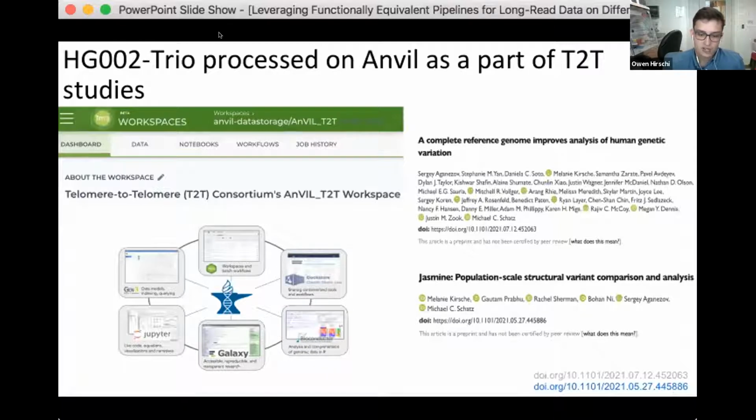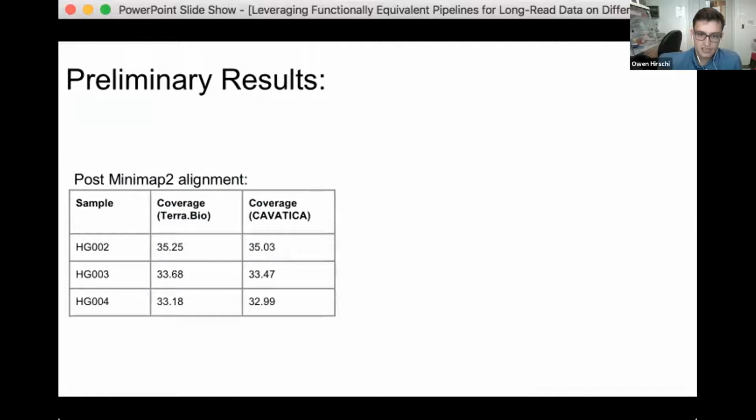And then for the data generated on Terra AnVIL, we relied on data previously generated by the Schatz group on the HG002 trio, using Minimap2 and Sniffles as a part of one of the telomere-to-telomere studies, and a novel structural variant comparison tool called Jasmine, both of which are available to read on bioRxiv. Given this project is still in its very nascent stages, we do have some preliminary results on the data generated via both platforms, but I hope to have more in the coming months.